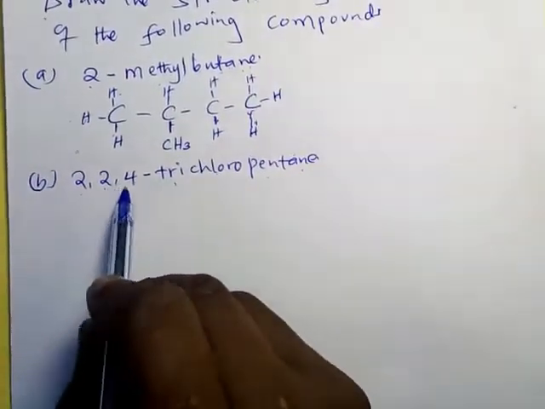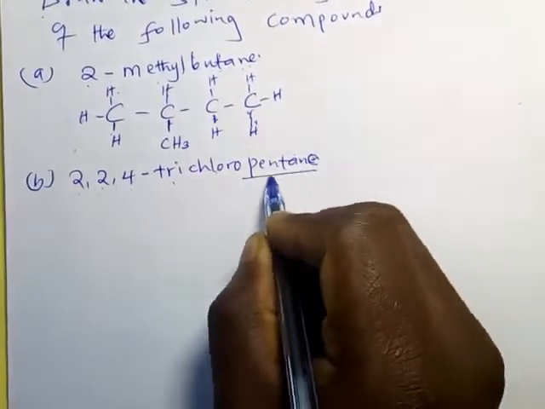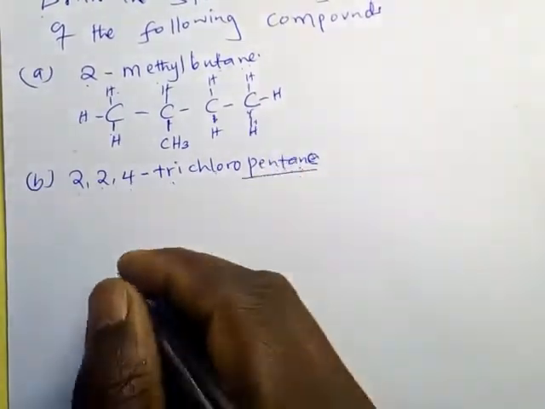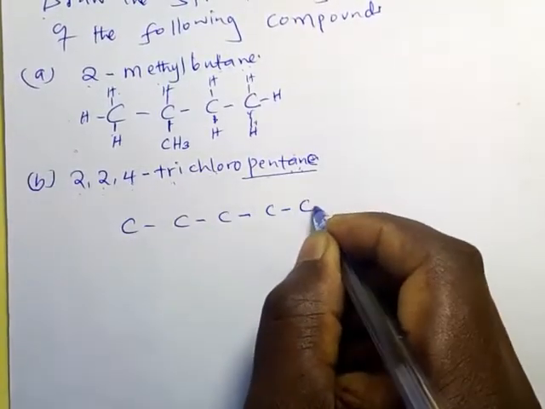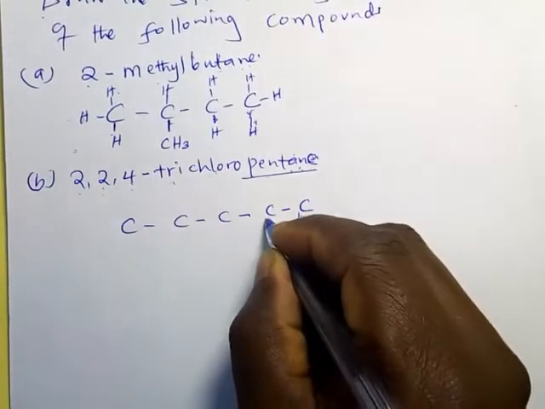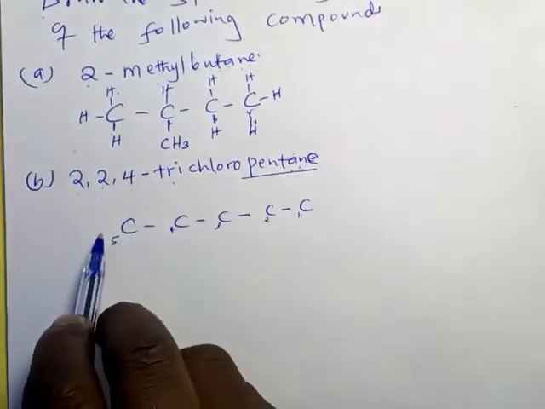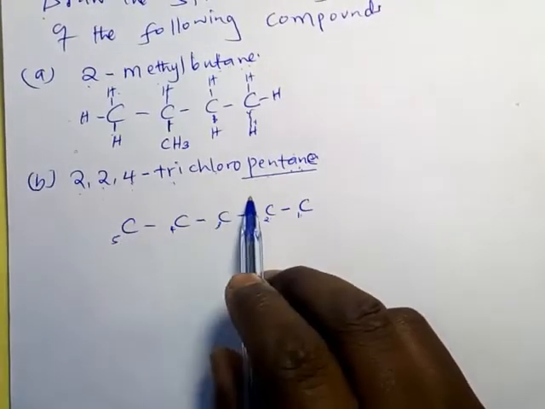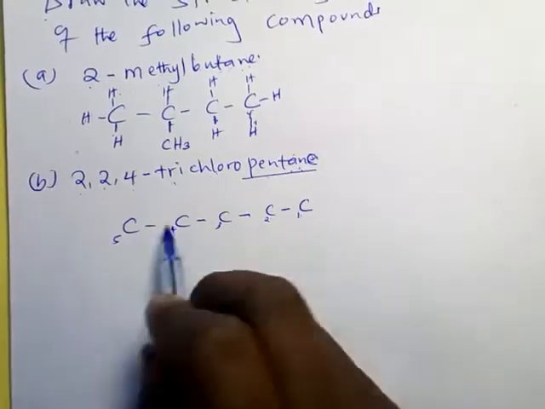Next one is 2,2,4-trichloropentane. So we start from the parent name. The parent name is pentane. Pentane means 5 carbon atoms. 1, 2, 3, 4, 5. I can start numbering from here. It's not a must I start numbering from this one. When you are drawing, you are free to start numbering from either the left or the right.